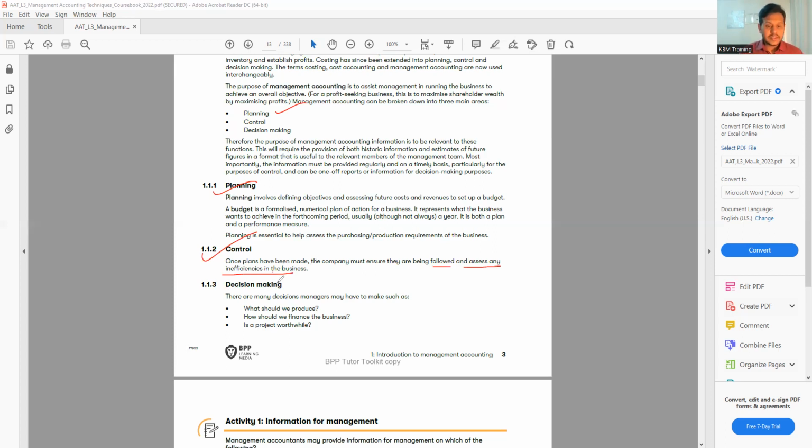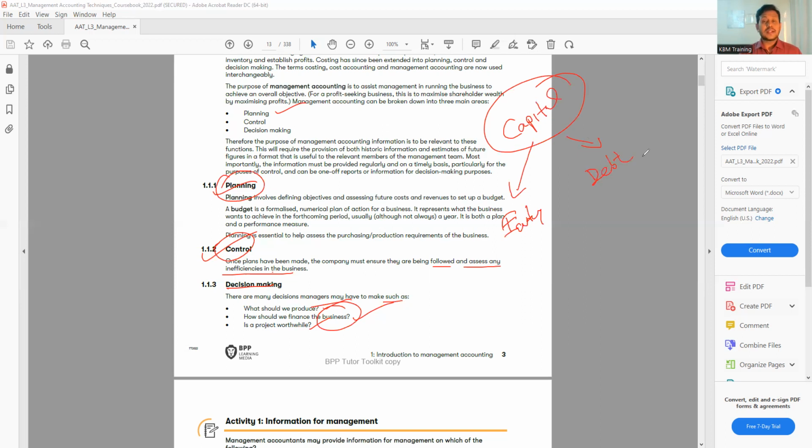Then we have decision making. Decision making is very important because, based on these two, the planning and the control, the decision will obviously be more effective. There are many decisions managers may have to make, such as what should we produce, how should we finance the business, and is the project worthwhile. All these things are answered by management accounting. For example, how should we finance the business? Where is the money coming from? We already know that if we want to do a business, we need capital. If we break down the capital, there are two things inside it: one is equity and one is debt.